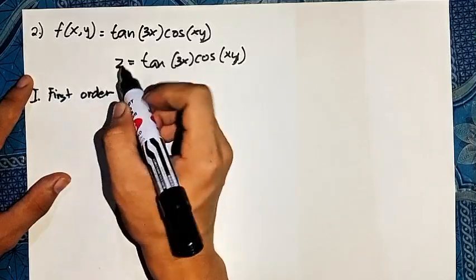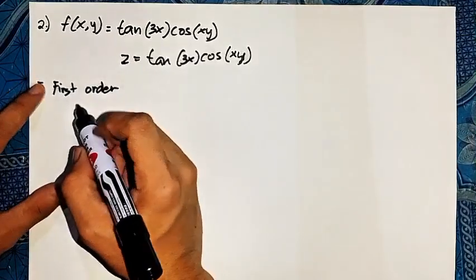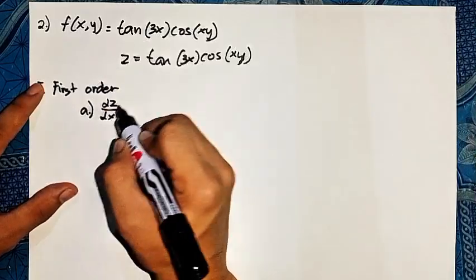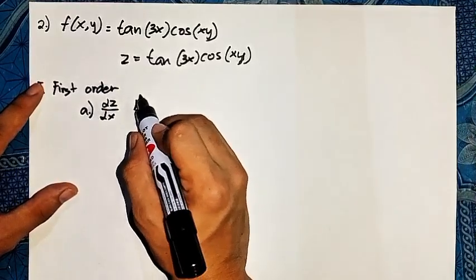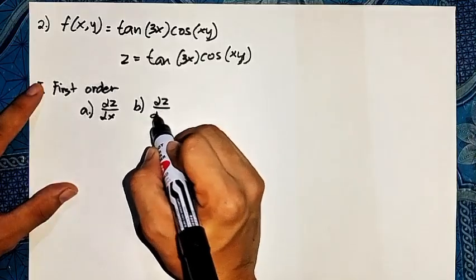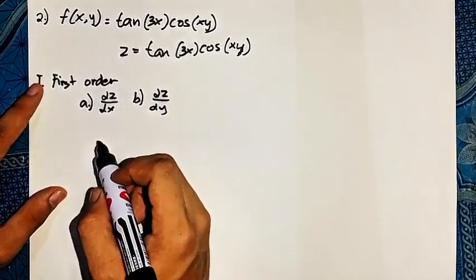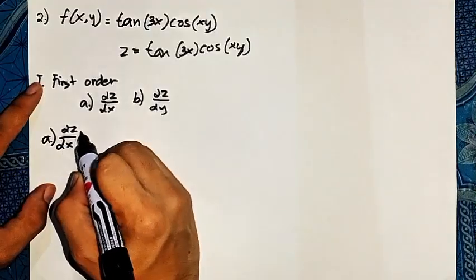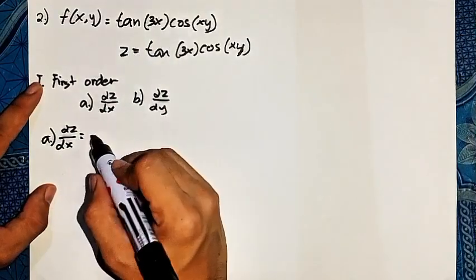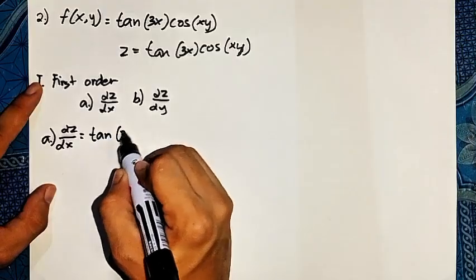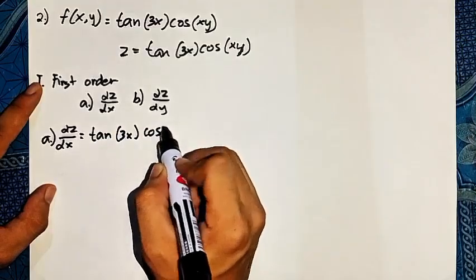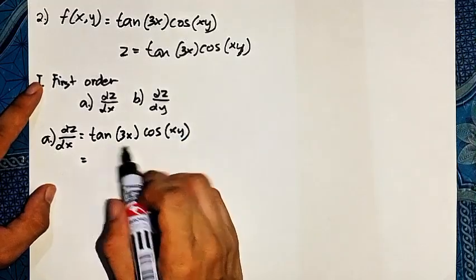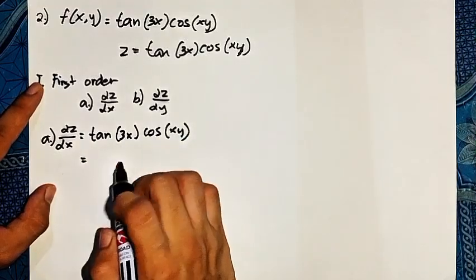Let's proceed to the first order partial derivative. First order, again, we have a, partial z with respect to x, and b, we have partial z with respect to y. So let's start with a, partial z with respect to x. Let's copy first this one. So tan 3x cosine xy. Now let's derive this function with respect to x.